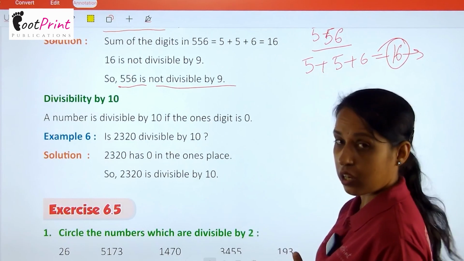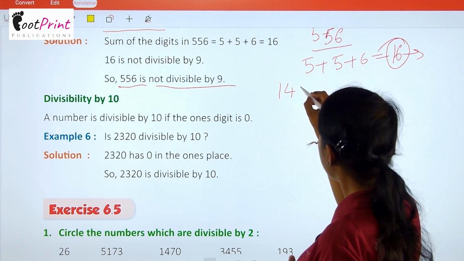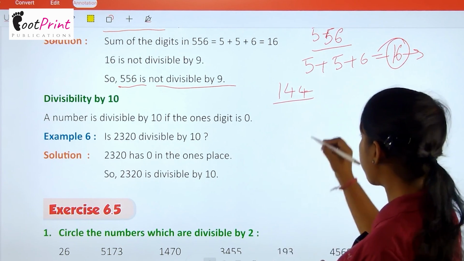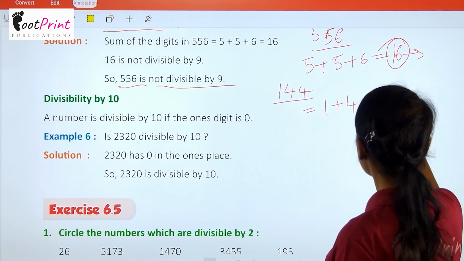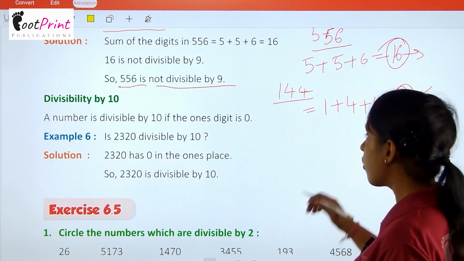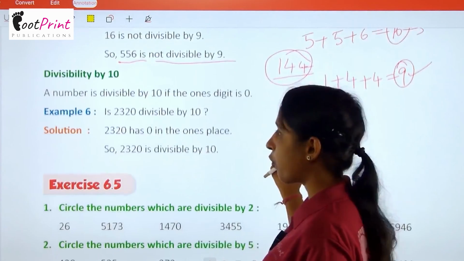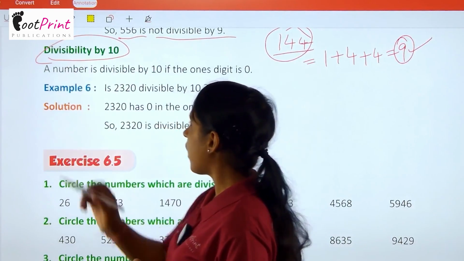If we take another number, just 144. First we have to find out the sum of the digits. 1 plus 4 plus 4, that is 9. It means 9 is divisible by 9. So this number is also divisible by 9. 144.